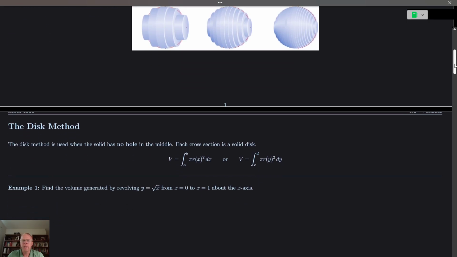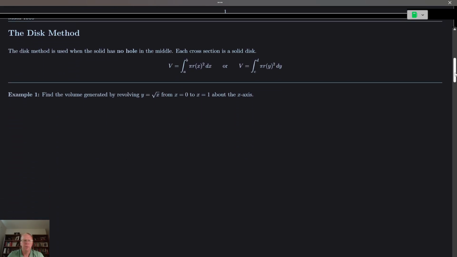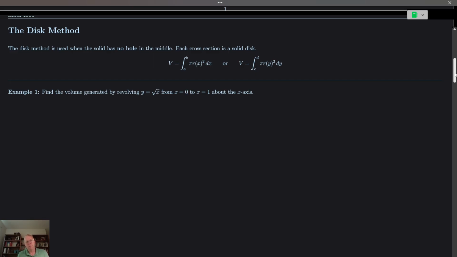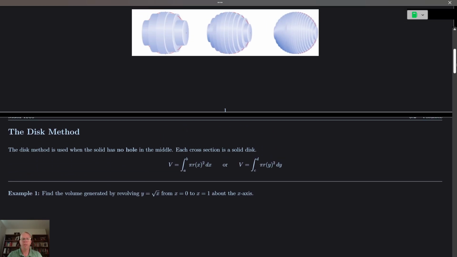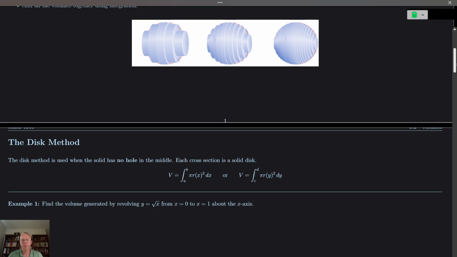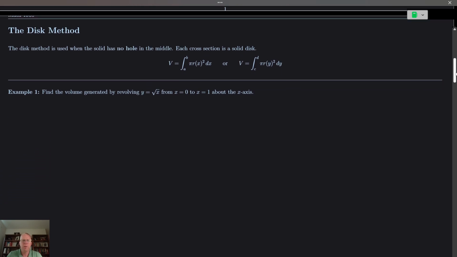The first way, and the method that we're going to talk about in this video, is called the disk method. The shape up here is using the disk method. So we know what a disk is. A disk is just a solid round object, and so each cross section is a solid disk. The disk method is used when the solid has no hole in the middle. Each cross section is a solid disk, and I want you to think of it like a circle.